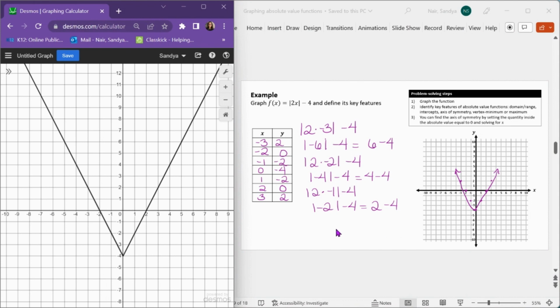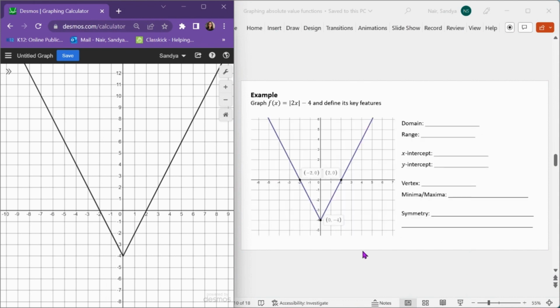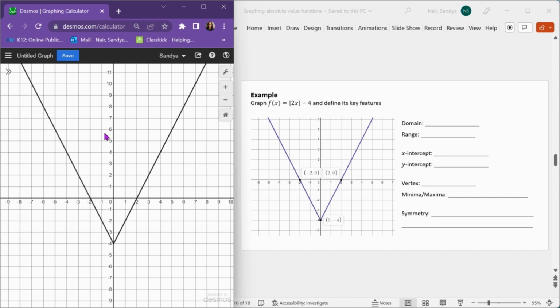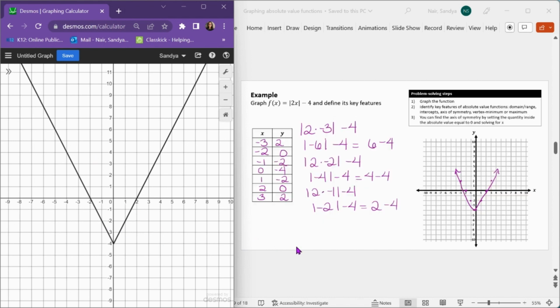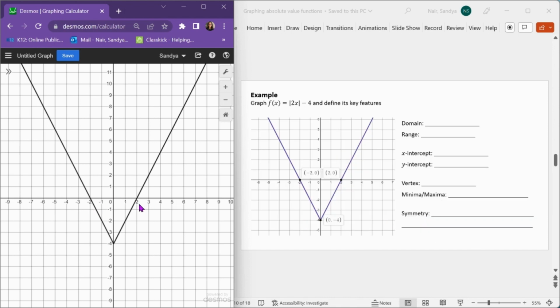Okay, so now we need to define its key features. When you're looking at key features, I really think that Desmos is very helpful because it gives you a really nice idea of what the graph is supposed to look like. And when you're figuring out things like intercepts, you can see here my sketch isn't great, and so it's kind of hard to see where the graph crosses the x-axis. But in Desmos, you can just click on those points and it'll tell you the exact values.